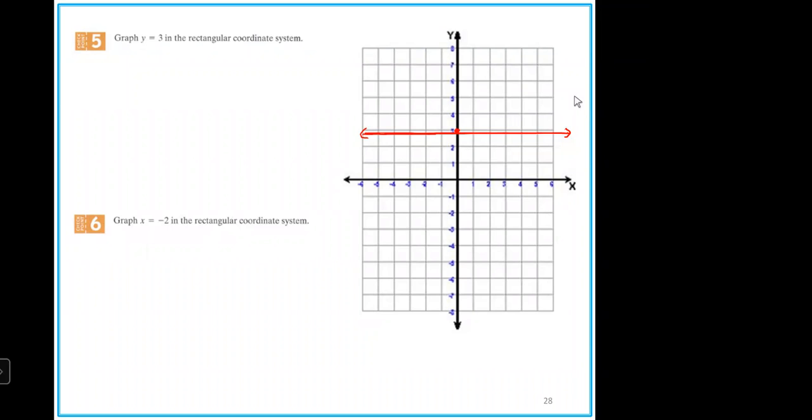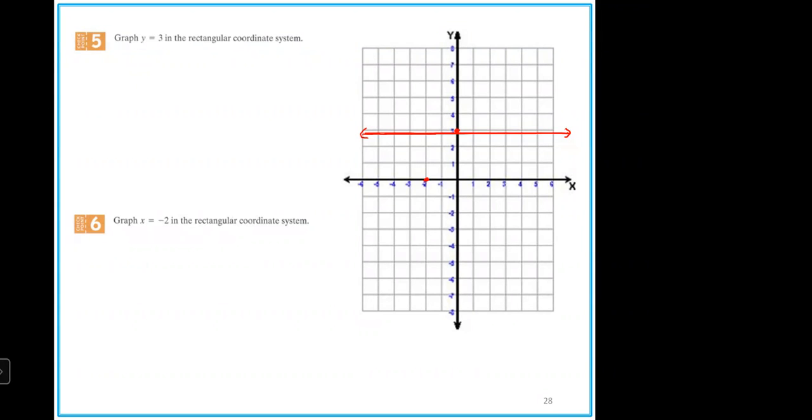Miss Nairn, you still with us? I'm here. Okay, so the next one says x equals -2. How are we going to draw that line? We're going to graph, we're going to go to 2 on the x-axis. Is that 2 or -2? Oh, sorry, -2. Okay, -2 on the x-axis. We're going to draw a vertical line. So it's going to be a vertical line passing through -2.